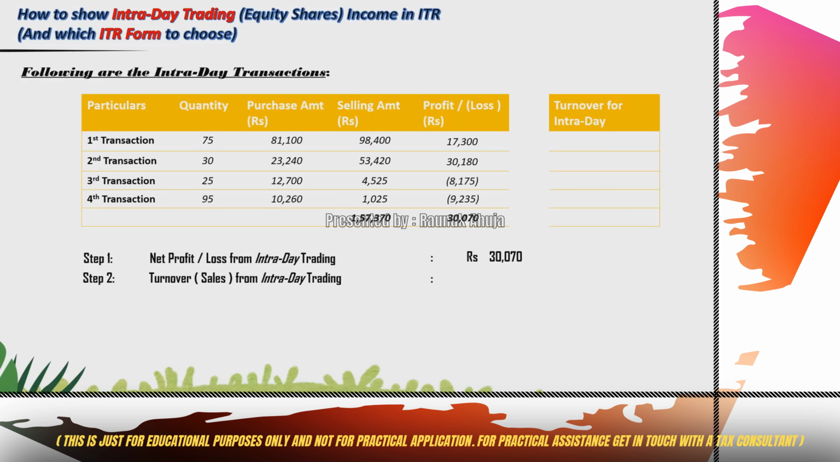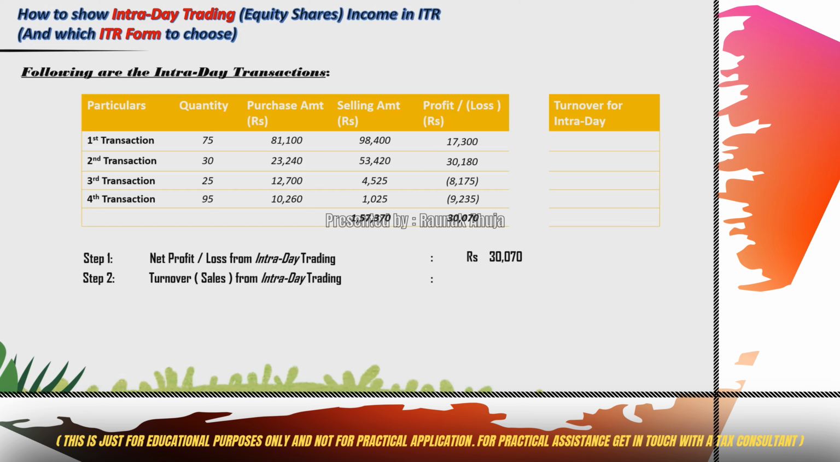Now, how do we calculate that? For intraday transactions, the turnover would be calculated for each of the transactions individually. And the turnover for each transaction would be the absolute value of the net profit or loss earned in that transaction. Now let's see what this means.